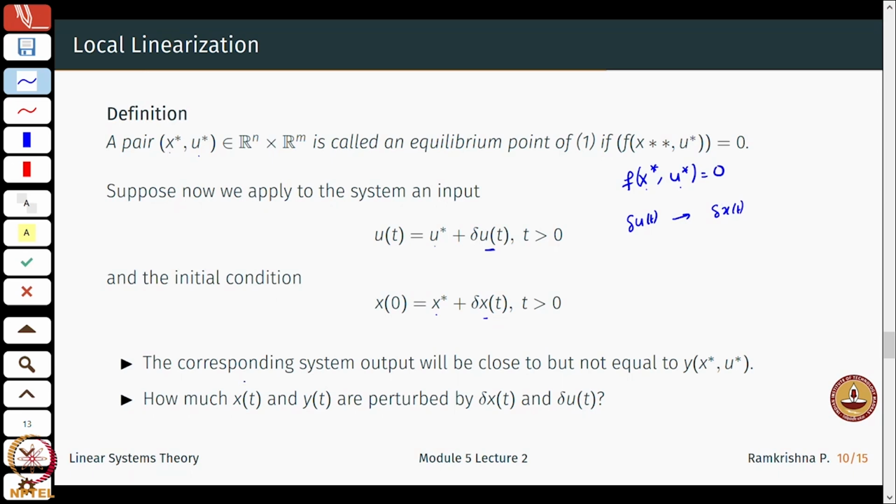Okay. So, this is the assumption we make, that these variations are really small. Again, in this case the corresponding system output, y, which was h of x star u star, with these new conditions will be close to but not equal to the original output. Now, I need to check how much is the perturbation in x because of these two. Initially x was just 0 for all t. If I start at the equilibrium point, I will always be at the equilibrium point. So, when I apply these small perturbations delta u, what is the change in x and what is the change in y, or in other words, how much are x of t and y of t perturbed by these delta x and delta u.